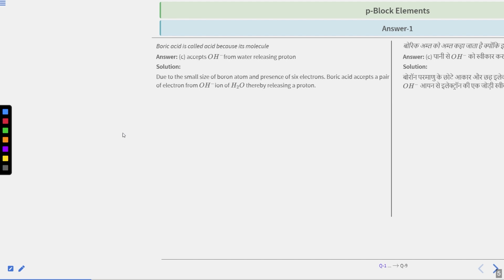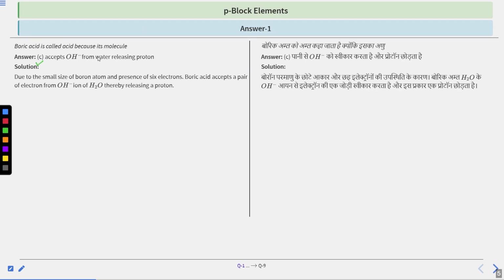Okay, let's see the correct answer. The answer is option C, that is accepts OH negative ion from water releasing proton. Due to the small size of the boron atom, boric acid is basically B(OH)3, right? So B is attached to 3 OH groups, directly attached to 3 oxygen atoms. Due to the small size of boron and the presence of 6 electrons, 3 from the outermost electrons on the boron and 3 bonding pairs from the oxygen, boric acid accepts a pair of electrons from the OH negative ion of H2O, thereby releasing a proton.